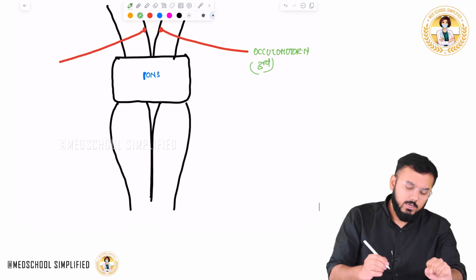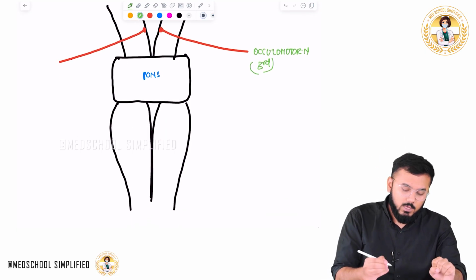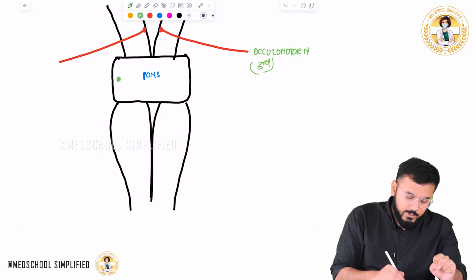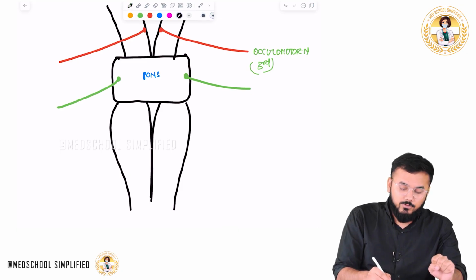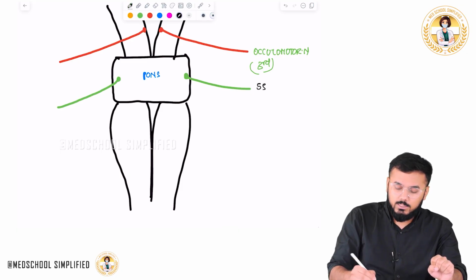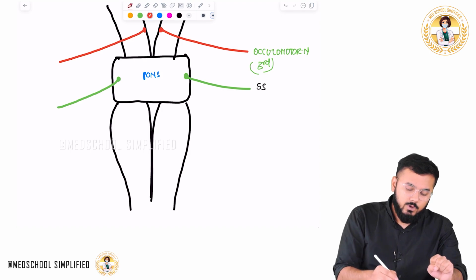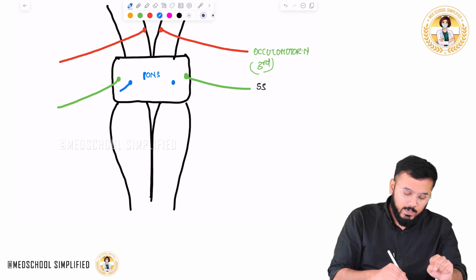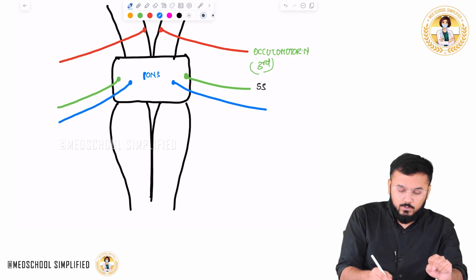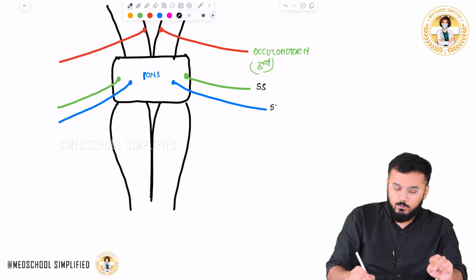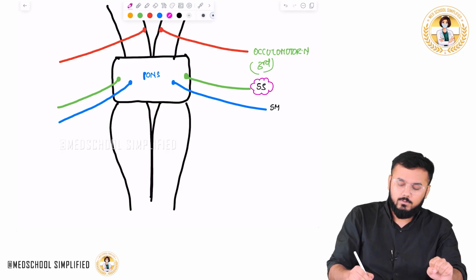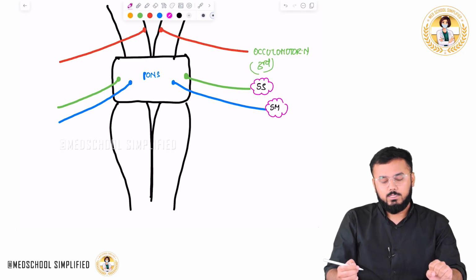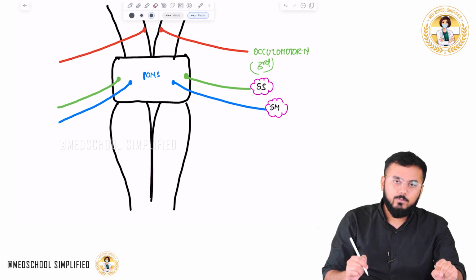Now after that, from the pons, what cranial nerves are coming out? From the pons, you have one cranial nerve coming out like this, right? So this is called 5 sensory, that is the trigeminal sensory nerve. And after that, you have another cranial nerve that is located a little more medially, coming out like this. This one is called your fifth motor. So you have two cranial nerves, one is 5 sensory and another is 5 motor.